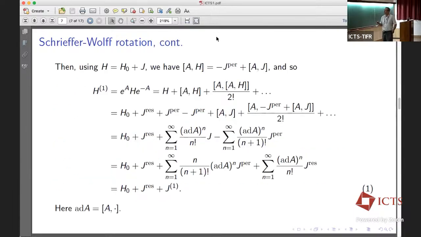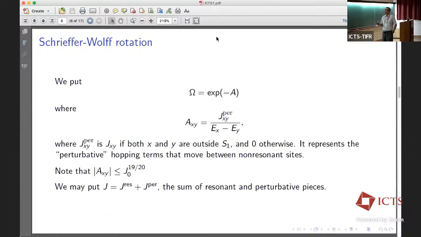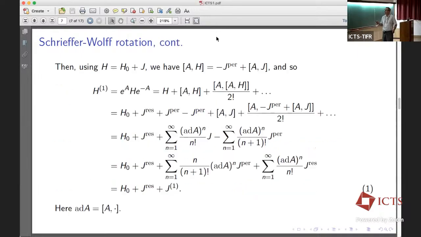Okay, so let's go to the next slide. This is a slide on the Schrieffer-Wolff rotations. The key point here is that the reason for defining this A matrix, this generator, as we've done here, is that when you commute it with the Hamiltonian, you get negative J_per, the term that you're trying to get rid of. Initially, all the terms in the Hamiltonian are of order J0. When I'm done, I want all the terms in the Hamiltonian to be of order J0 squared. So we're trying to get rid of those terms, but of course there are corrections given by these commutators.